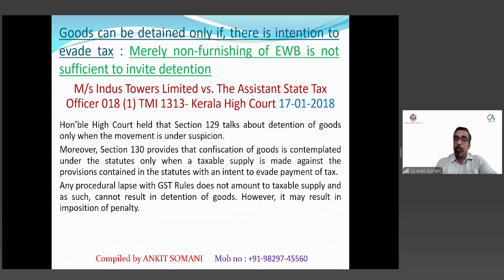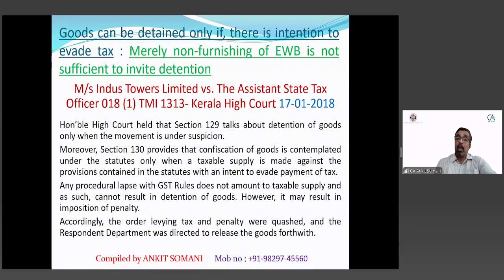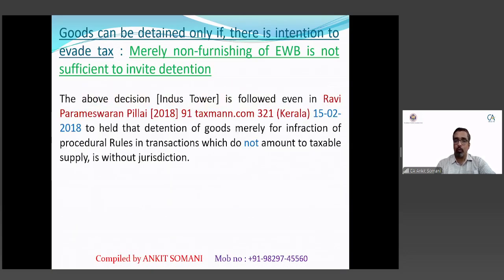Any procedural lapse with GST rules does not amount to taxable supply, and as such cannot result in detention of goods. However, it may result in imposition of penalty. Accordingly, the orders levying tax and penalty were quashed, and the respondent department was directed to release the goods. Later on, even the Act has been changed. Section 129 and Section 130 have been changed, and now only penalty is being levied. Goods can be detained only if there is an intention to evade tax.